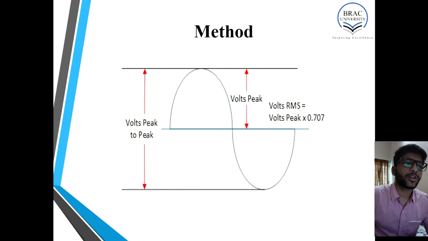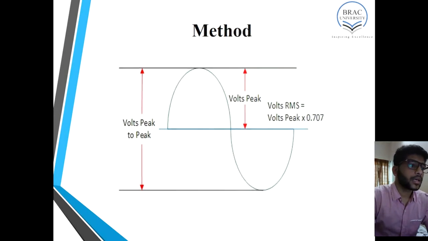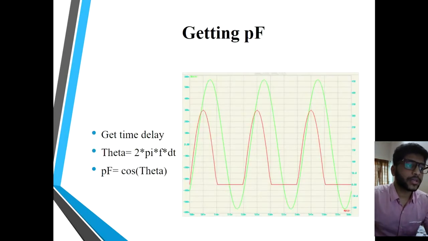This is the method that we have used. We have calculated the peak values of voltage and current and then multiplied it with 0.707 to get the RMS value. This is the way of getting power factor.